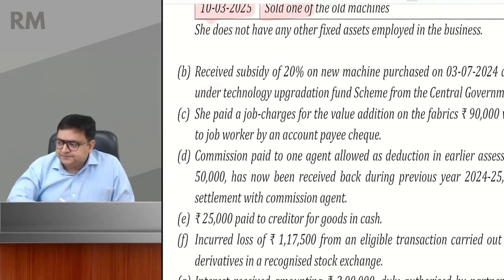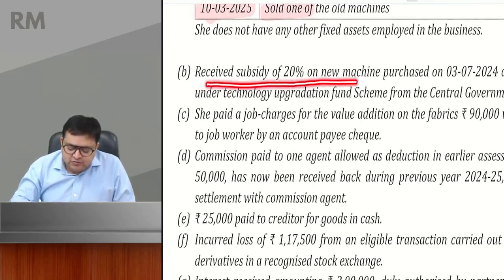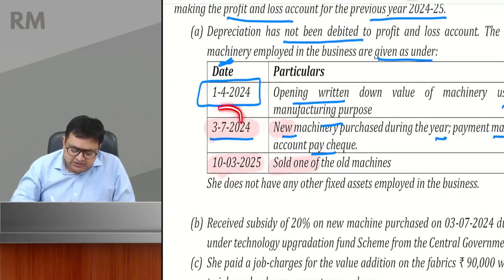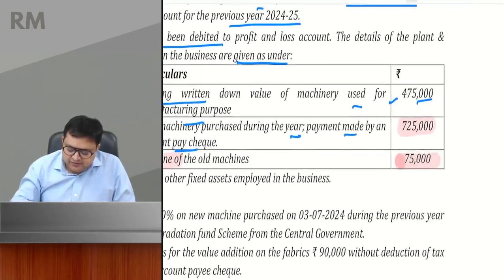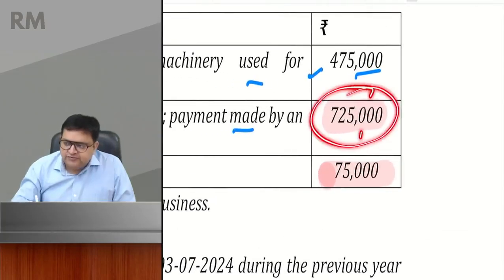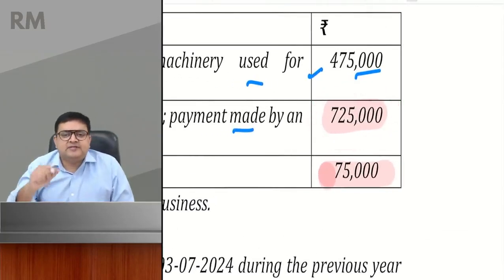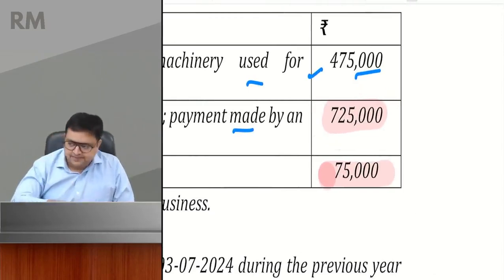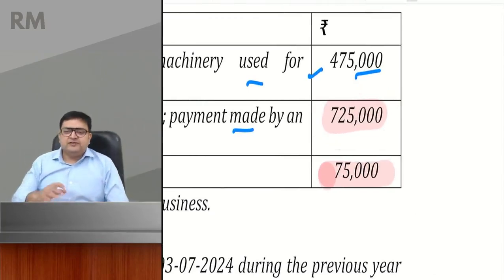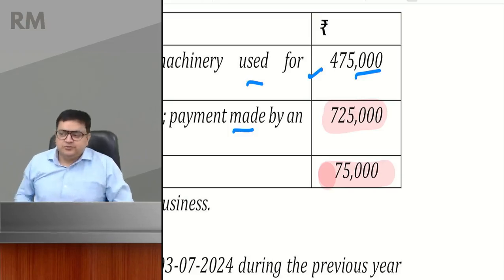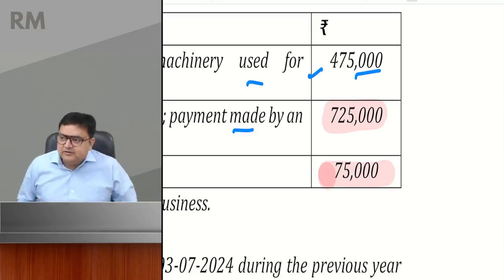B point. Received a subsidy of 20% on the new machine purchased on 3rd of July 24. So this machine, which we purchased on 3rd July 24 for 7,25,000, we have received a 20% subsidy. What will you do? Waiting for your answer.